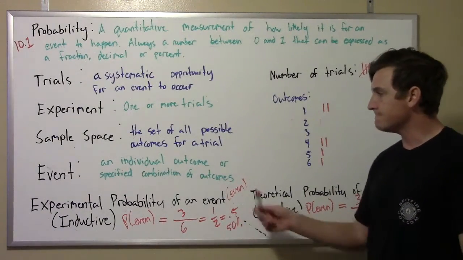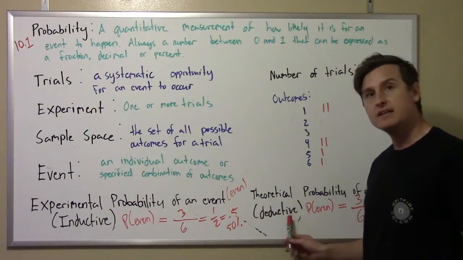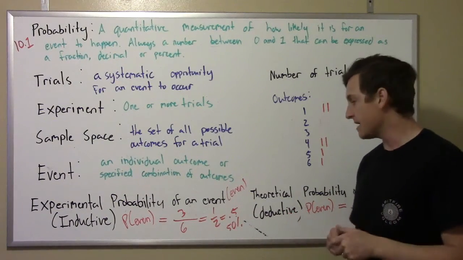In the next video, we'll talk a little bit more about the formula and how to find the sample space and the number of outcomes.